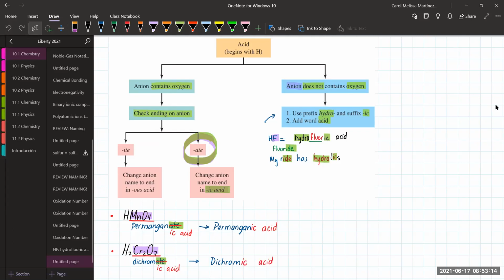Now, acids also have the possibility that they end up with the anion ending in ITE. So let's try two more examples.